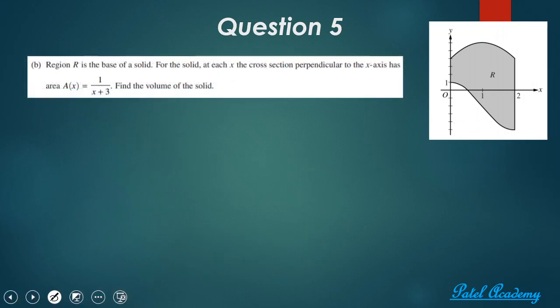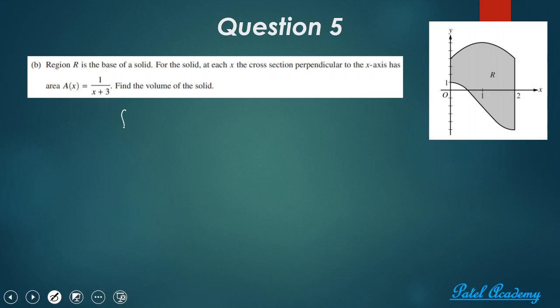All right, moving on to this next part. The region R is the base of a solid. For the solid, at each x, the cross-section perpendicular to the x-axis has area A at x is equal to 1 over x plus 3. Find the volume of the solid. All right, this is extremely easy because they give you the cross-section.